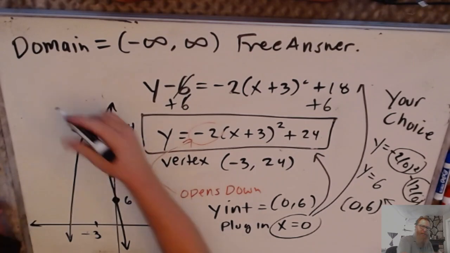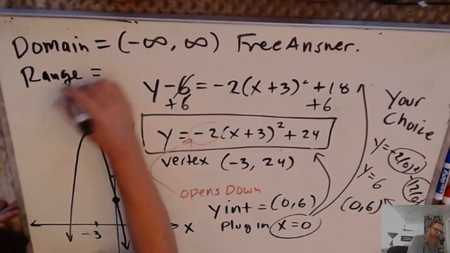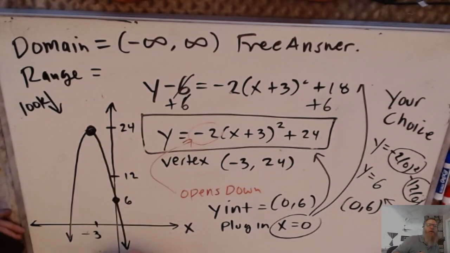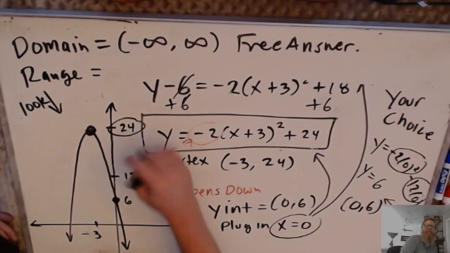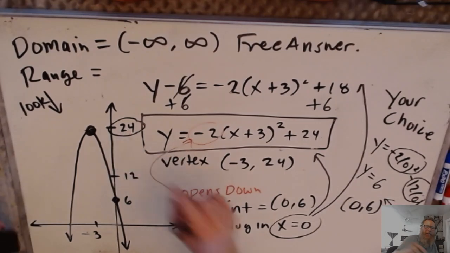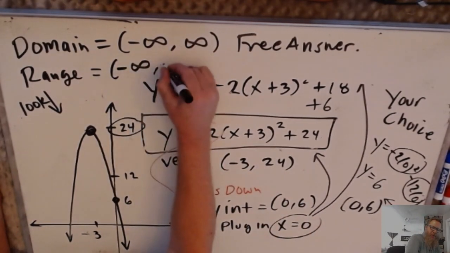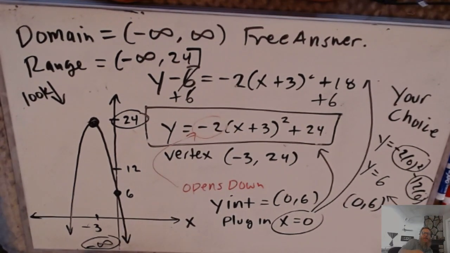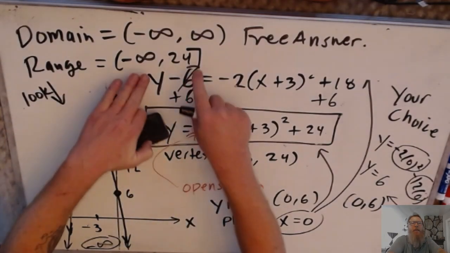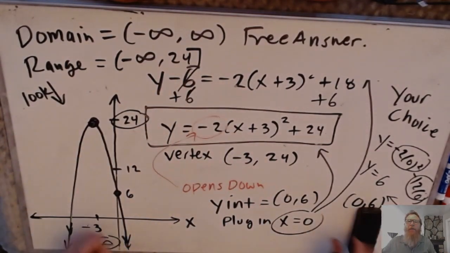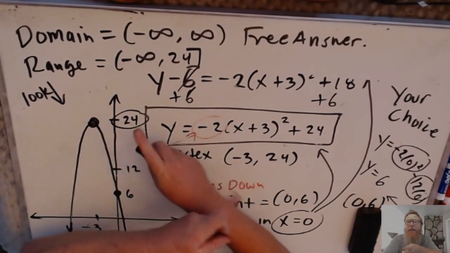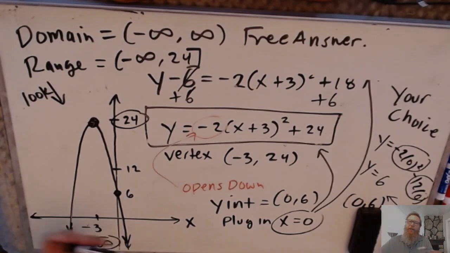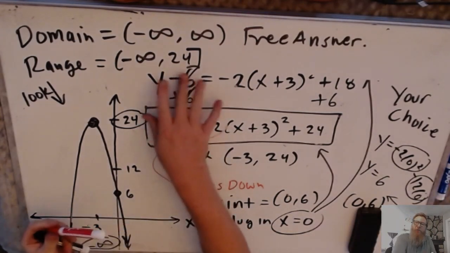For the range, it's not free. The range, you have to look at the graph and look at the y value. The highest y value is 24. So the range goes from negative infinity, way down here at the bottom of the graph. It's going off the window. It's going off into space. Negative infinity all the way to 24. And make sure you type it in the right way. Because if you know the answer and you type it backwards, it'll get marked wrong. And I'm going to leave it wrong because you need to write it the correct way.